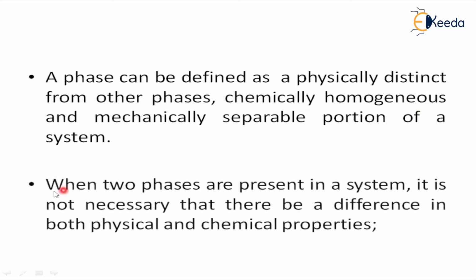And when two phases are present in any system, it is not necessary that there will be a difference in both physical and chemical properties. So sometimes if two phases exist, they may have the same physical properties and the same chemical properties. So that type of system may be present.